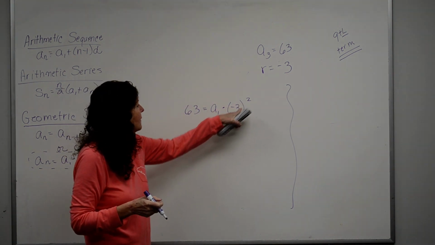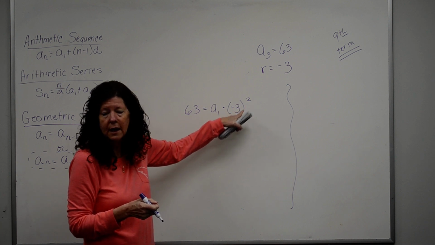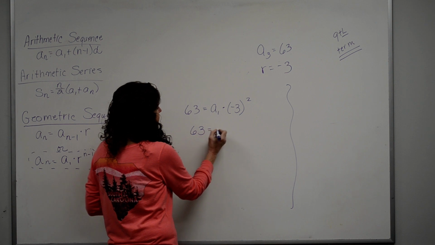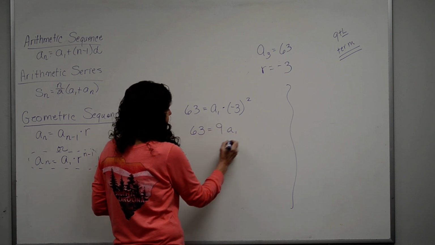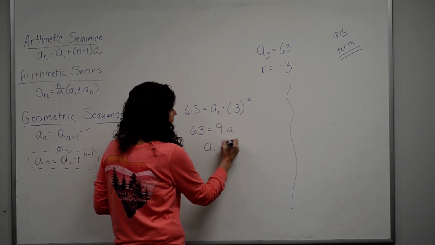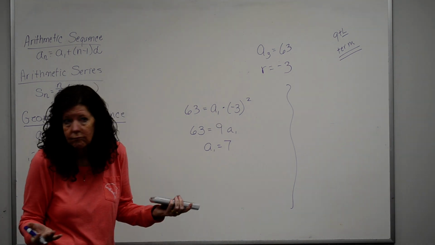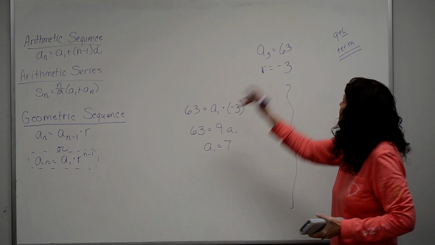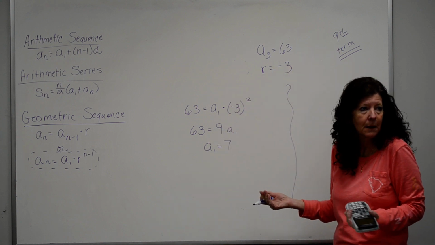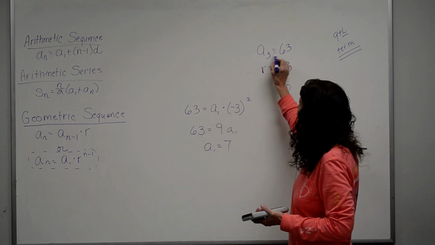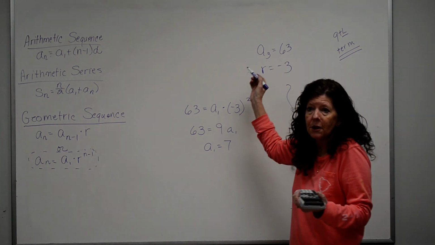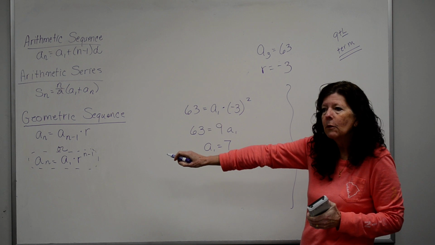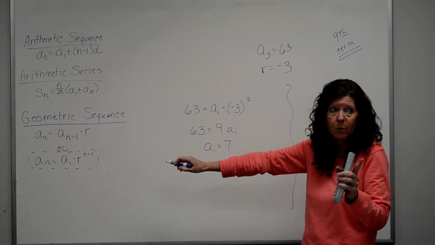So I've got this is squared, right? So negative 3 squared is 9. So I have 63 is equal to 9 times a sub 1. So a sub 1 is equal to 7. Then I can take this and plug it into that formula to find the ninth term. Do you see what I did? Because this is the third term, so I know the third term. If I can use the third term, I can work backwards and find the first term. That's one way to do this.